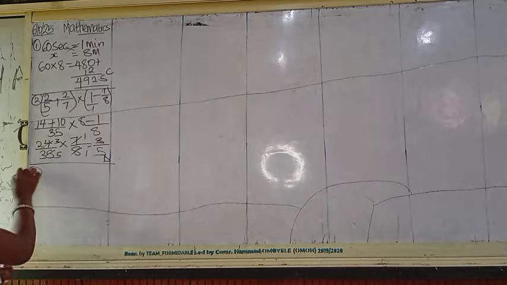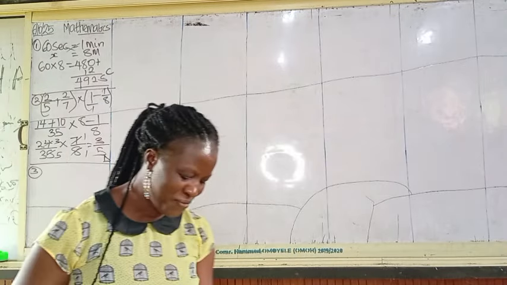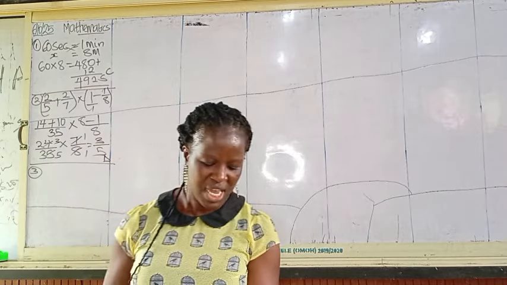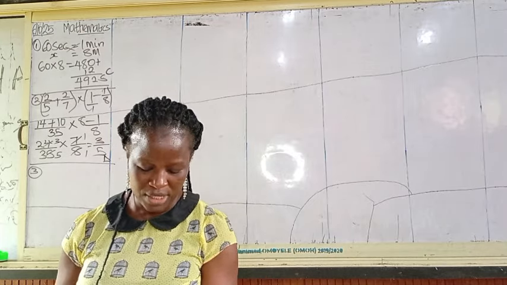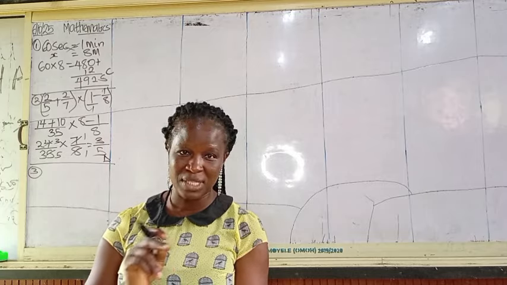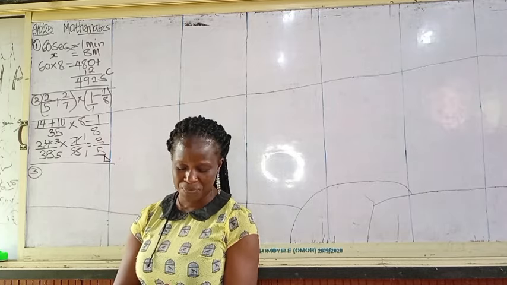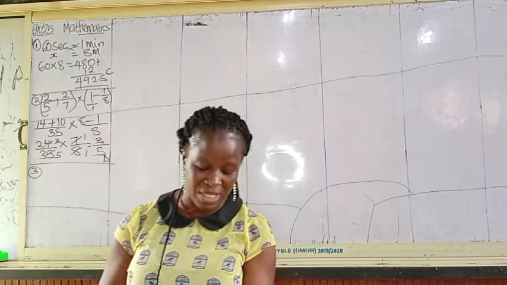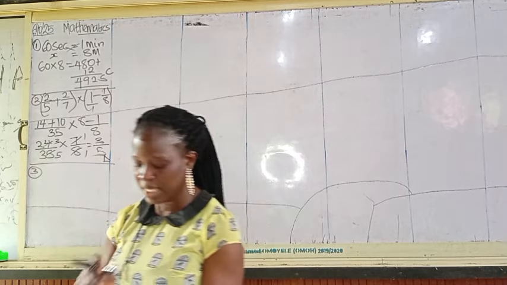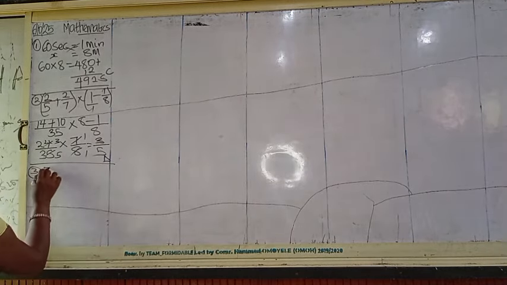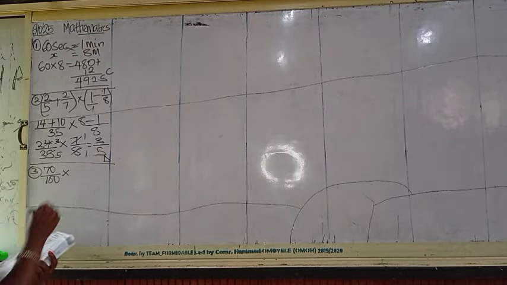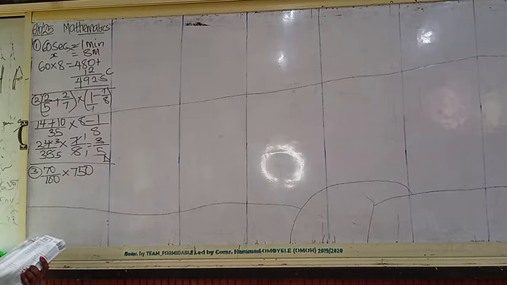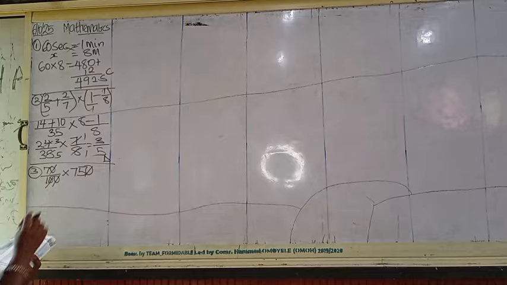So now to number 3. There are 750 students in our college. If 70% of them are girls, how many are boys? So we are going to work with 70 over 100, multiply it by 750. Whatever answer we get, we minus it from the total students, which is 750. So 70%, that is 7 over 100, multiplied by 750. This can take care of this. This can take care of this.